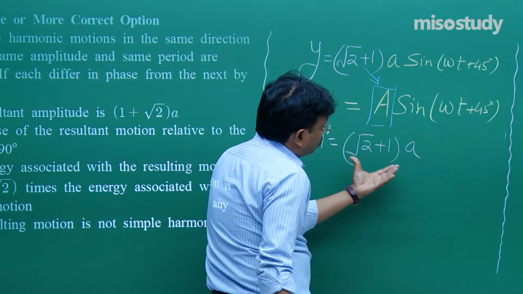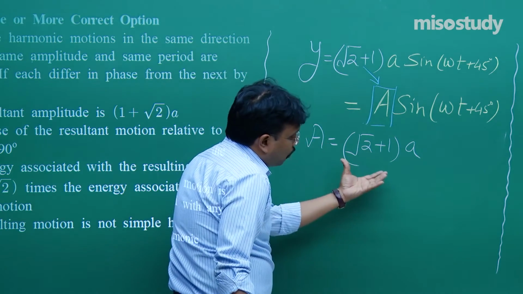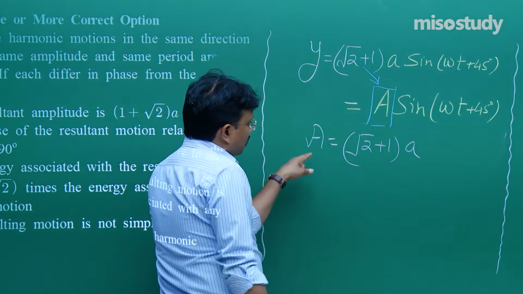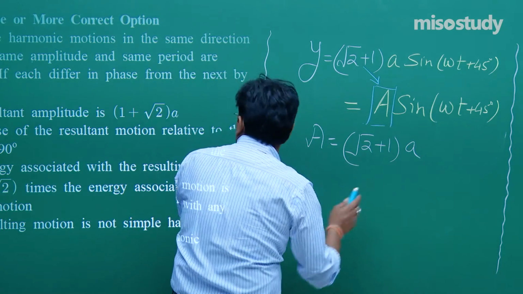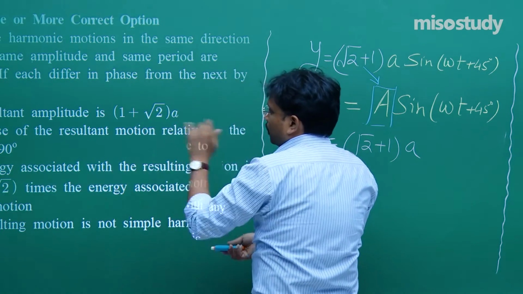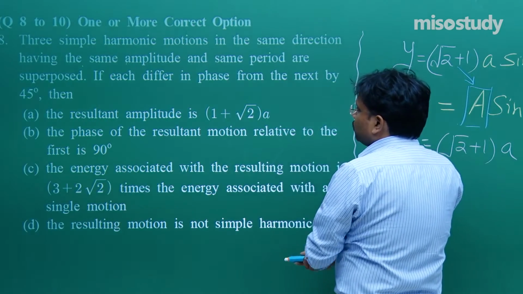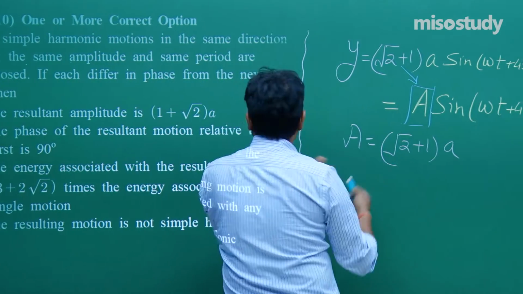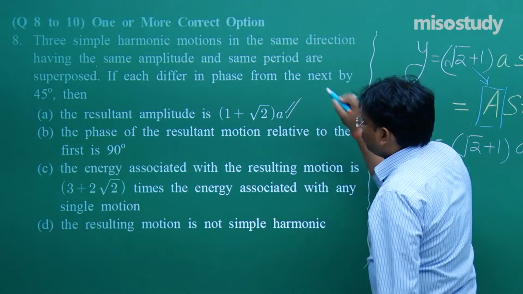So A is equal to root 2 plus 1, which differs by pi by 4 relative to the previous expression. So amplitude is root 2 plus 1 into a. Now let's try to find out, is it given? Let's start reading the first option. The resultant amplitude is 1 plus root 2 into a. Same we received. So we will say option A is the correct one.